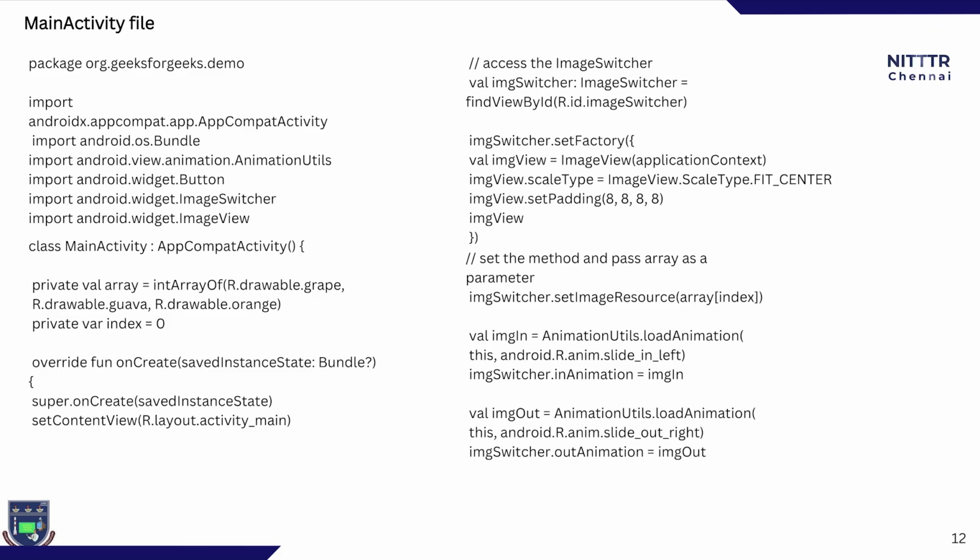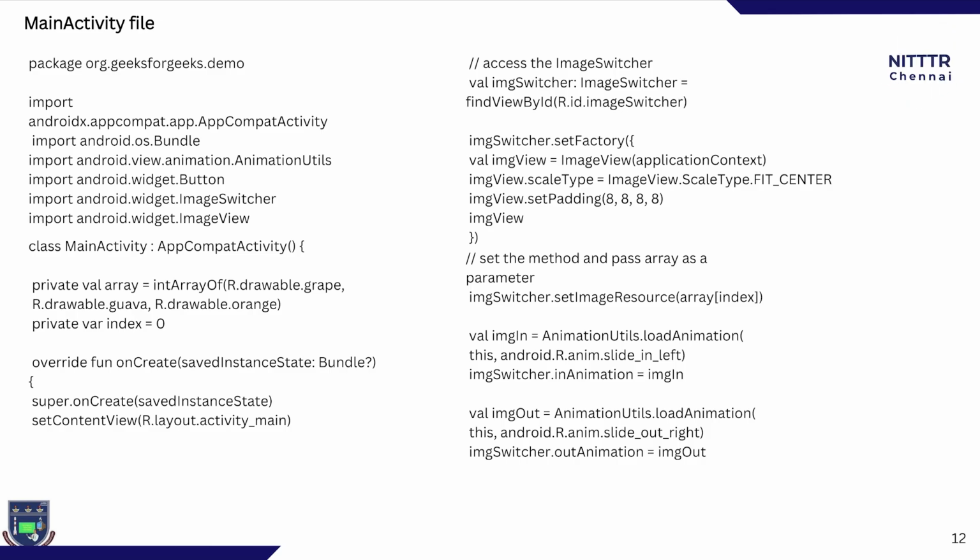Then fourth we have the onCreate method. This method will be called when the activity is created. Then next we have setContentView. Here we are passing R.layout.activity_main as a parameter. This will inflate the layout.